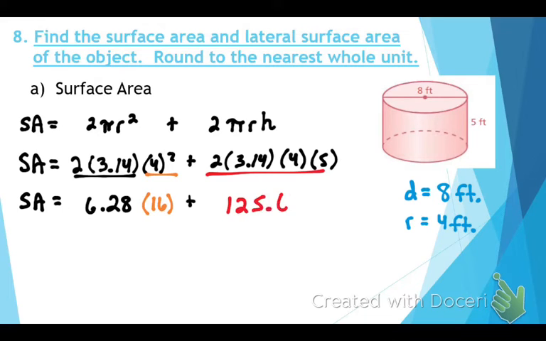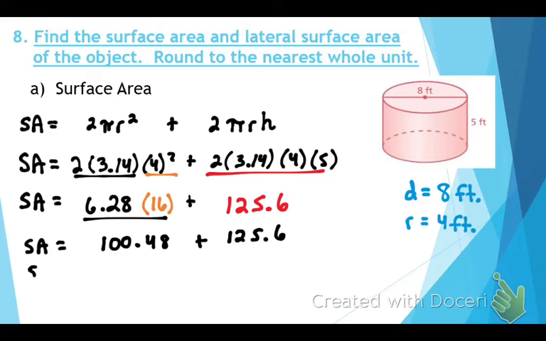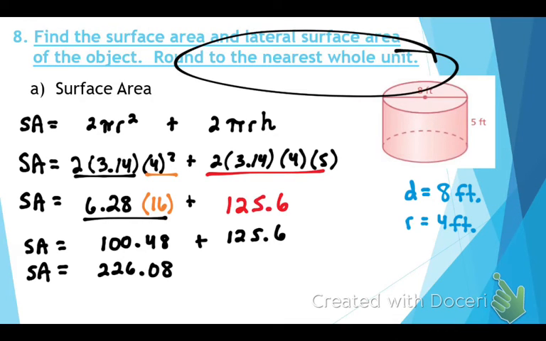125.6. Very good. What should I do next? Zariana? Multiply 6.28 and 16. Good job. When you do that, what do you get? 100.48. Okay. How many of you got this when you did it earlier on your own? Did anyone already add these together? When you did that, Aubrey, what'd you get? 126.08. Very good.